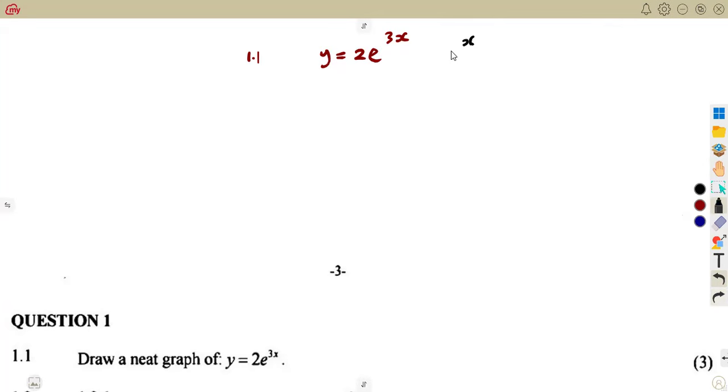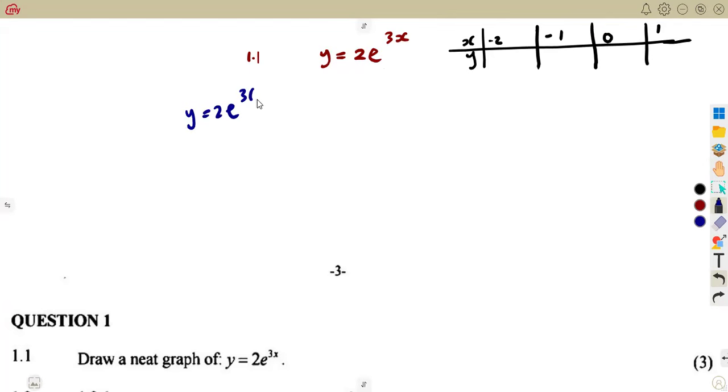Let us just make a table like this, which can show you how your graph is supposed to be. Just a few values. Let's say when x is -2, we substitute in place of x; when x is -1, when x is 0, when x is 1, and so on. So when x is -2, y is equal to 2e to the exponent of 3 times -2, which gives us something like 0.0049.